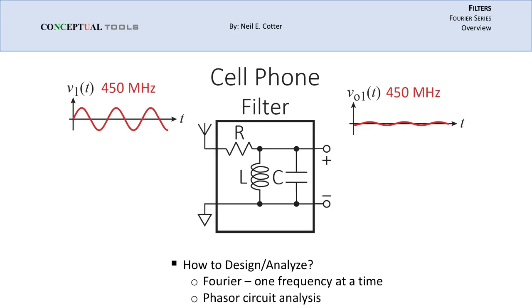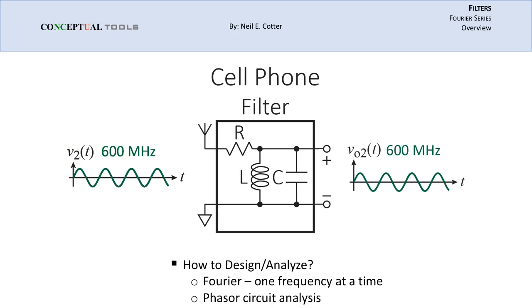Here we show an RLC bandpass filter that is set up to pass the 600 megahertz signal preferentially and reduce the 450 and 720 megahertz signals. As you can see, the output for the 450 megahertz is much reduced from the input. We use phasors for this analysis.